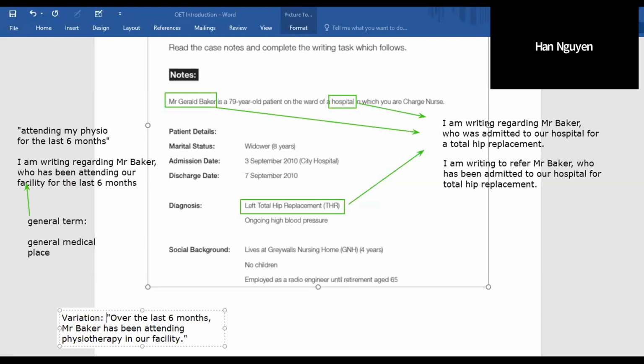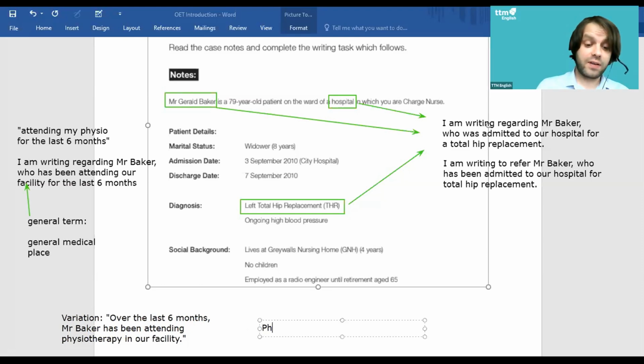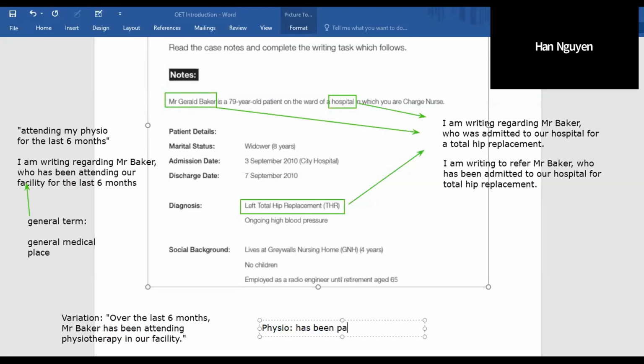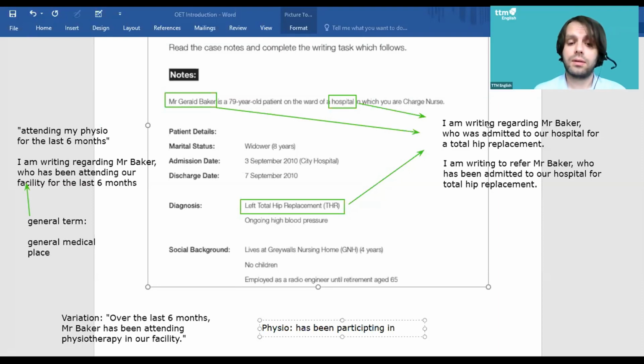Instead of using attending, so may I say who has been participating. When you start to get to physio, you can start with saying has been, what did you say? Participating. Yeah, not with though, in. In. Okay. That's good. Okay, so I'm going to move on to the second sentence now because I've spent a lot of time on this one. No questions here.